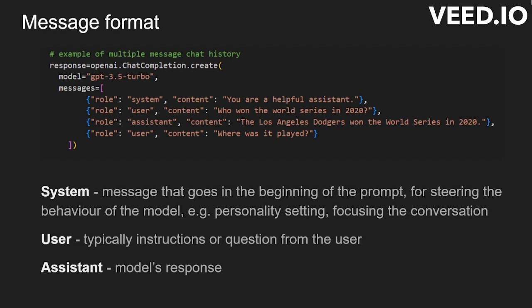The user role represents the input from the user or the question being asked, and the assistant role just contains the model's response to the user. By structuring your messages in this way, you can create a continuous conversation where each response takes into account the entire context. It's an effective way to make the conversation feel more natural and coherent.